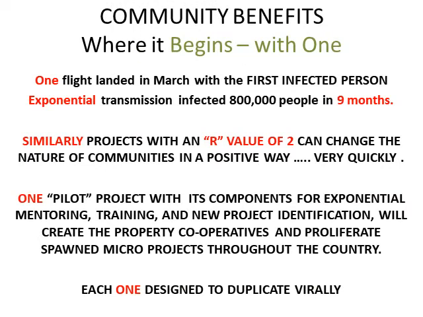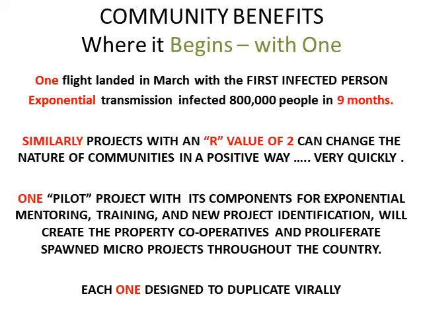Where does something like this begin? Well, it begins with one. Using COVID as an example, one flight landed in South Africa in March 2020 with the first infected person, and from then exponential transmission infected more than 800,000 people in just 9 months. And this is because of the R value of the virus. Similarly, projects with an R value of 2, as we've described previously, can change the nature of communities in a positive way, and they can do it very quickly.